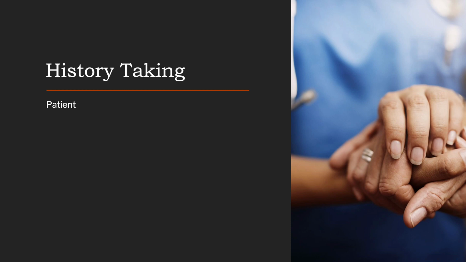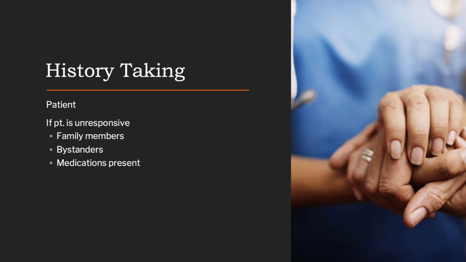History taking. So we're always going to start by asking the patient. There are going to be situations where the patient's not going to be able to answer you or may not know their history. Situations such as the wife is the one who primarily takes care of her husband's medications and doctor's appointments, children, maybe the patient has dementia, something like that. Or if the patient's unresponsive, we're going to try family members. If there's no family members, we'll try bystanders. Then if all that fails, we're going to look at the medications that are there and just observe the patient.